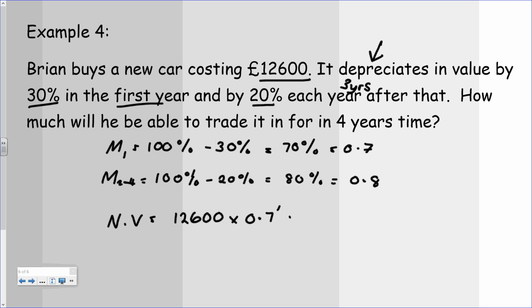With that answer, I'm then going to multiply it by the second multiplier, 0.8, and this time that is to the power of 3. So you can do it step by step, get your answer here, and then multiply by 0.8 to the power of 3, but it makes no difference. You can do it all in one shot in the calculator, and that gives you your final answer, which is £4,515.84. There we are. So that's the value in 4 years' time, or how much you'll be able to trade it in for.